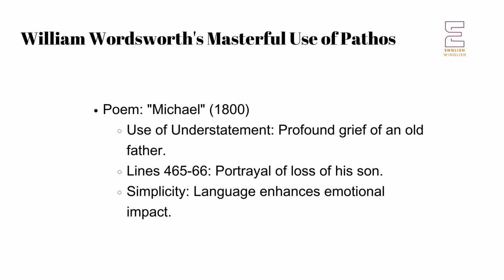In William Wordsworth's poem Michael, published in 1800, the poet skillfully demonstrates the potential of understatement for conveying pathos. In lines 465 and 66, Wordsworth portrays the profound grief of an old father for the loss of his son. The simplicity of the language and the choice not to delve into excessive details amplify the emotional impact of the scene.